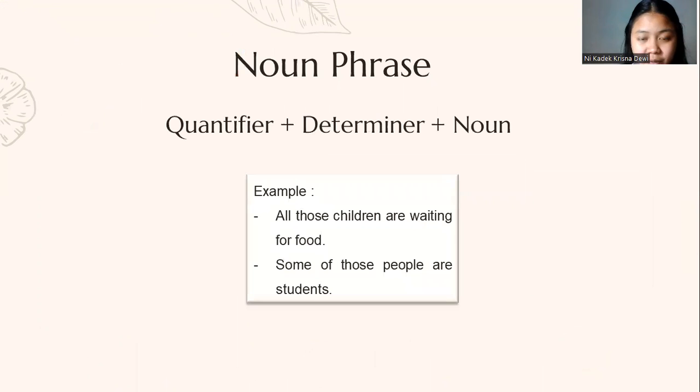And the last type of noun phrase is quantifier plus determiner plus noun. Quantifier is a word that precedes a noun and serves to indicate the number of the noun, such as a little, many, some, and so on. For example are, all those children are waiting for food. Number 2, some of these people are students.